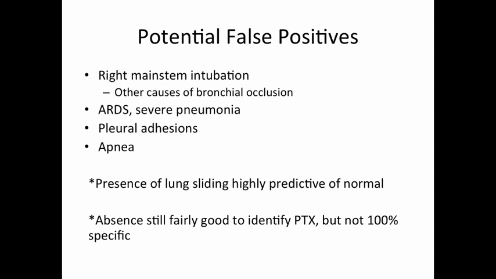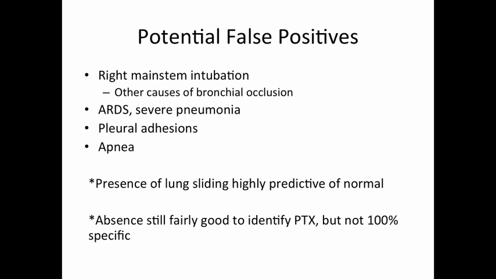If you have lung sliding, that's actually very highly predictive of a normal lung, but remember, it's in that area. And so if you have a small apical pneumothorax, but you're looking in the mid-chest, you may not catch it. And so that's where it's important to scan across the whole lung field.